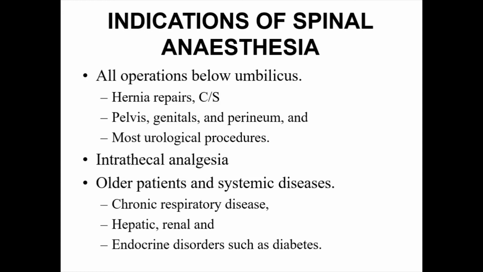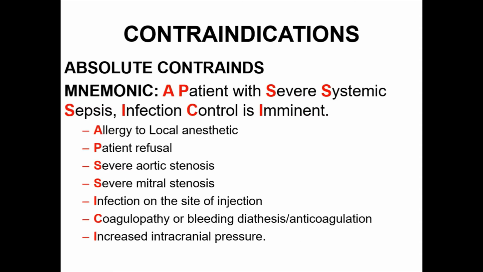You can use spinal for analgesic purposes. For example, you can give opioids intrathecally to alleviate the pain on the lower parts of the body. Last, all the patients with systemic diseases such as chronic respiratory disease, hepatic, renal, and endocrine disorders such as diabetes, it is better to use spinal anesthesia. What are the contraindications for using spinal anesthesia?